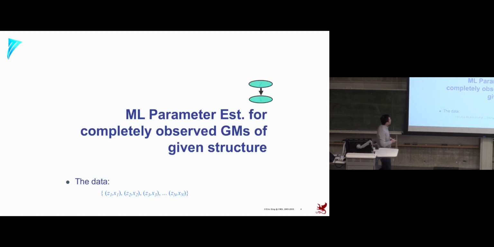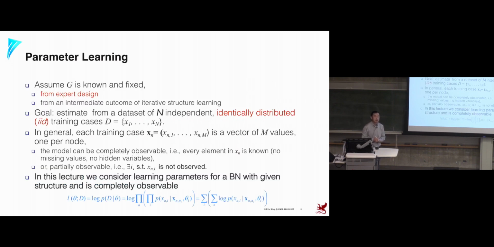Okay, so let's start from the simplest case where we want to do parameter estimation for completely observed graphical models given the structure, in particular Bayesian networks, directed graphical models. Okay? And this is a single page summarizing what's going on in terms of the principle.